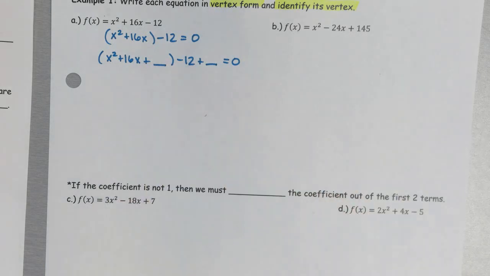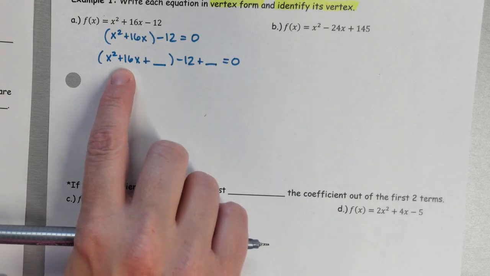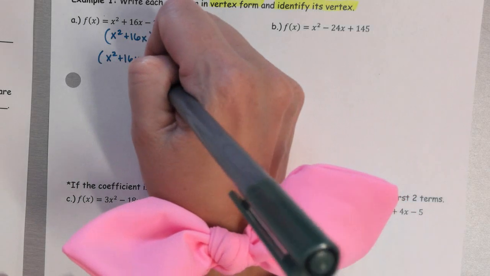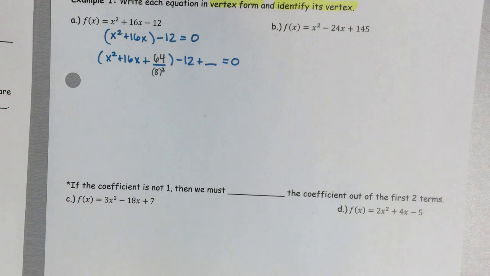All right, so to fill in this blank, we're going to use the same formula that we did yesterday. Okay. Yessa, do you remember what formula we used to fill this in? B over 2 squared. Good. Okay, so to complete the square, we're going to use b over 2 squared. So in this case, our b is 16. So 16 divided by 2 is 8. So 8 squared is going to be 64. And like I said, you guys can choose how you want to write it here. Okay, you could write it as 8 squared or you can write it as 64.